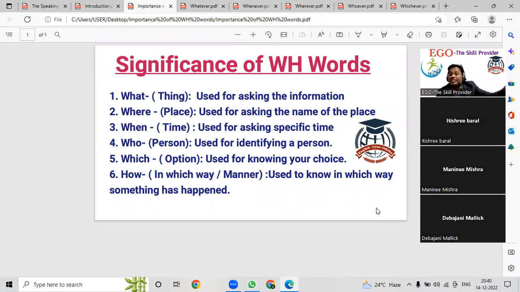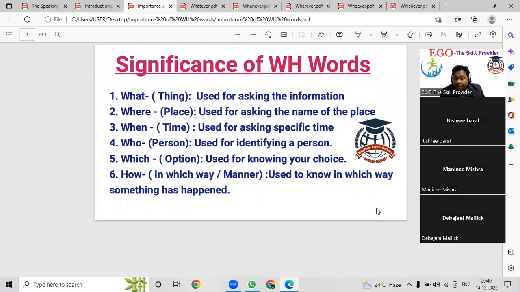exact place that madam has gone. So here where is used for place. When is used for time. So whenever I say, hey, when did you come, when did you join the meeting, when are you planning to go to Qatar, like that, I need the specific time from you. So this is all about specificness.